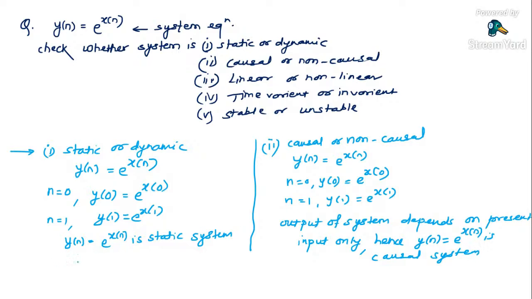For static also you must write this, that the output of the system depends on present input only, hence it is a static system. So you must write it. Output of the system depends on present input only. Hence this system is a static system. You must write those sentences.